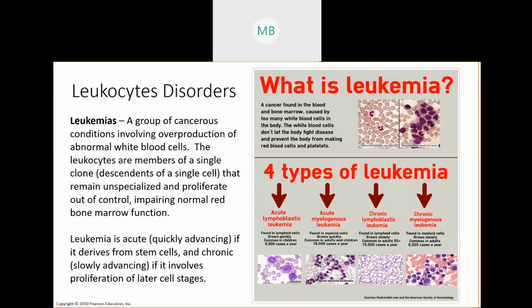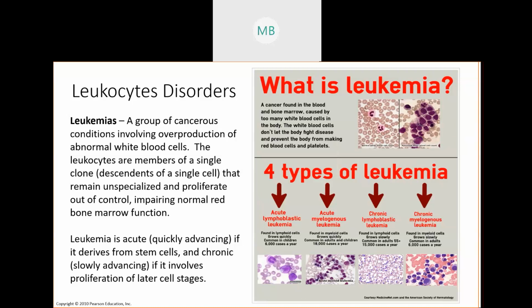We have about 6,000 cases a year. Acute myelogenous leukemia is an acute form of leukemia that's going to affect the phil cells. So it grows quickly because it's acute, but it attacks the phils. But this one is common in adults and children, and there are about 18,000 cases a year.